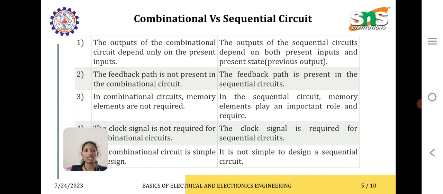In a combinational circuit, memory elements are not required, whereas in a sequential circuit, memory elements are required. The clock signal is not required, whereas in a sequential circuit, the clock signal will be the input to the particular flip-flop or a counter. The combinational circuit will be easy and simple in design, whereas the sequential circuit will be a bit complicated.